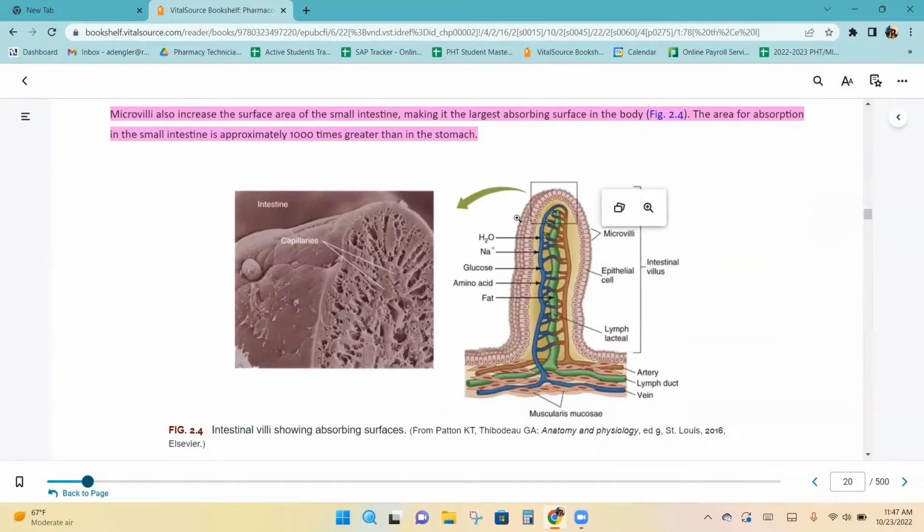So you can see here in Figure 2.4, intestinal villi showing absorbing surfaces. So here are the microvilli on the outside, that is increasing the surface area. And then you can see here the capillaries.